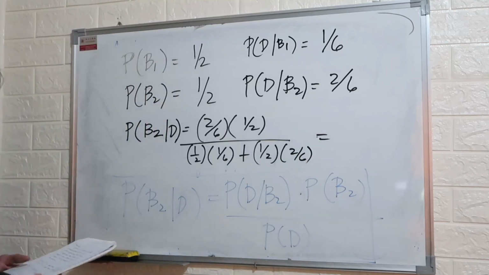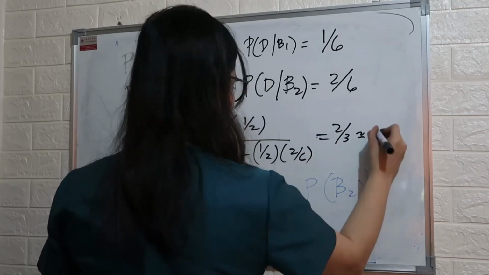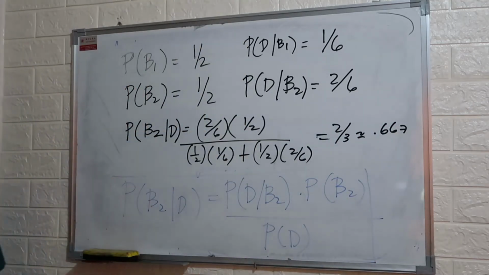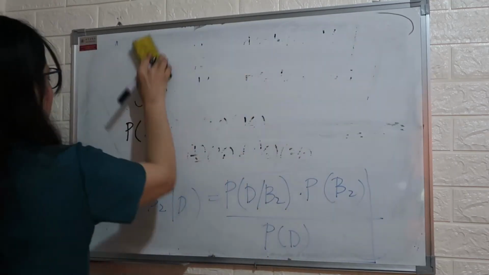So therefore, the answer is 2/3, or the equivalent of that is 0.667. Okay? Next example.